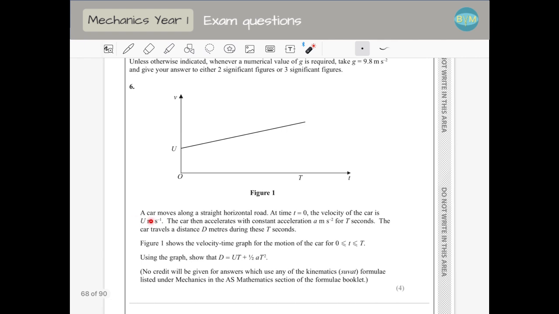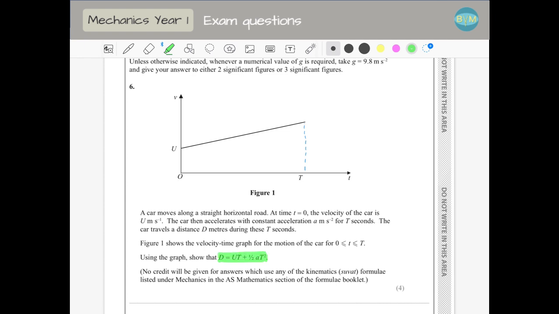So you have a car moving along a straight horizontal road. At time t equals 0, the velocity of the car is u. The car then accelerates with constant acceleration a for t seconds, and the car travels a distance d meters during these t seconds. We have this graph. It's a velocity time graph, and they are asking us to find an expression for the distance d.